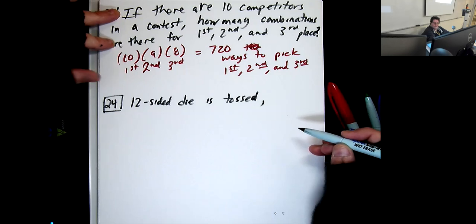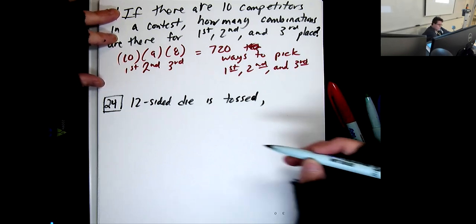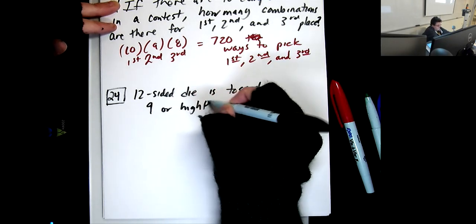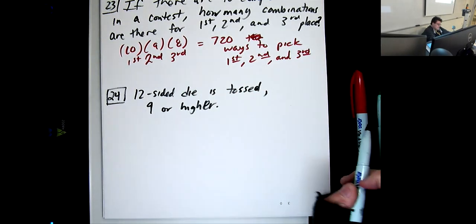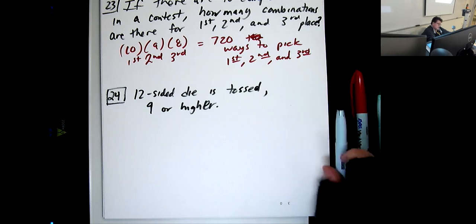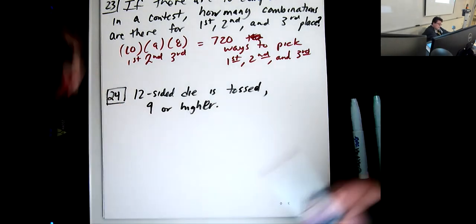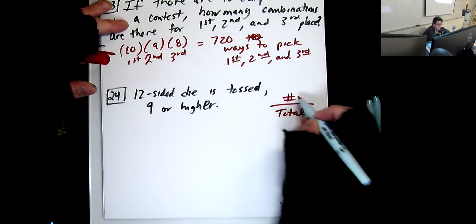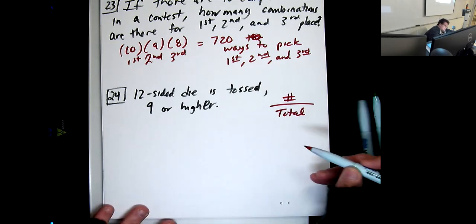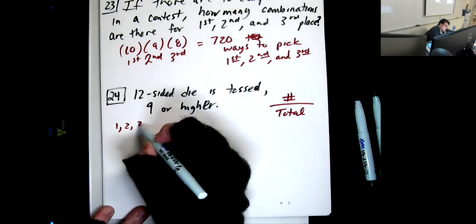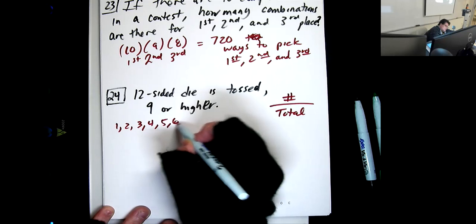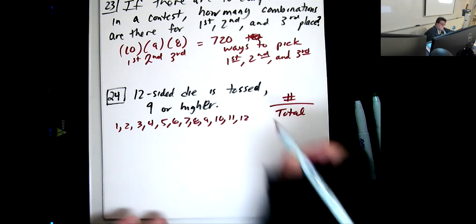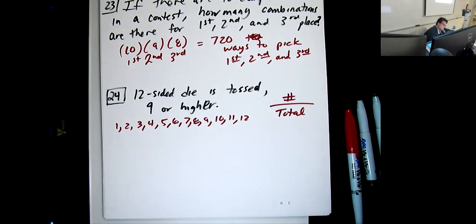If a 12-sided die is tossed, find the probability of rolling a number that is 9 or higher. So, for probability, we put the total on the bottom and the number that meet the criteria on top. I've got 1, 2, 3, 4, 5, 6, 7, 8, 9, 10, 11, and 12. There are 12 different sides on this die.